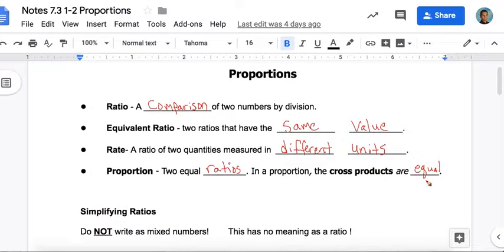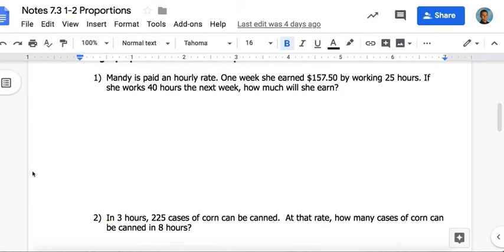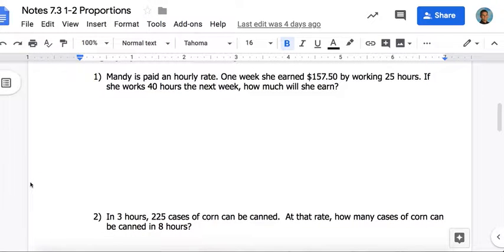Okay, simplifying ratios. Do not write as mixed numbers. This has no meaning as a ratio. So a mixed number has no meaning as a ratio. So now let's look at some examples where we could set up a proportion to solve it. Now, keep in mind, when we're setting up a proportion here, there are other ways to set it up and solve this. But I want you to be able to set up a proportion for these, and then as well as the ones on the classwork and the homework.